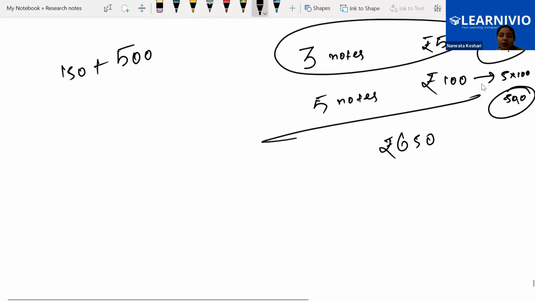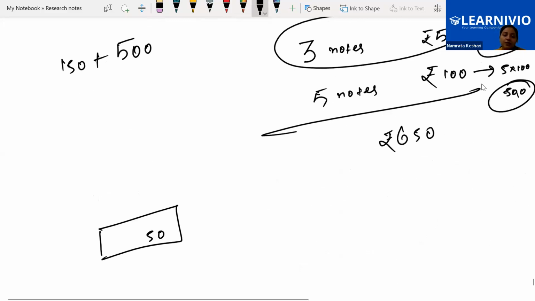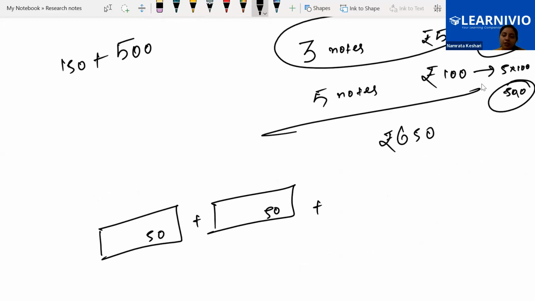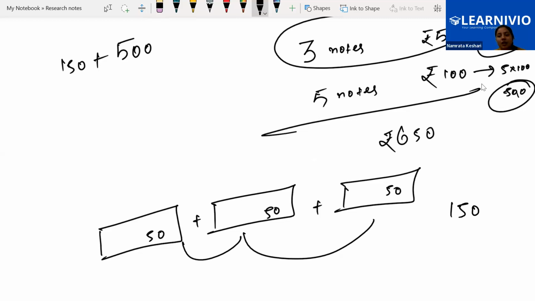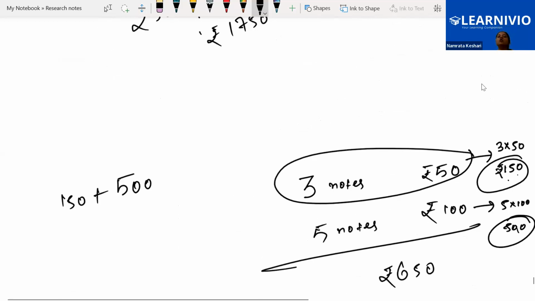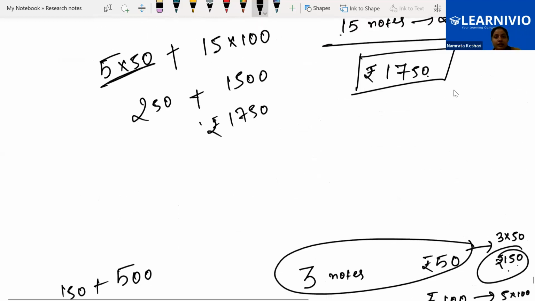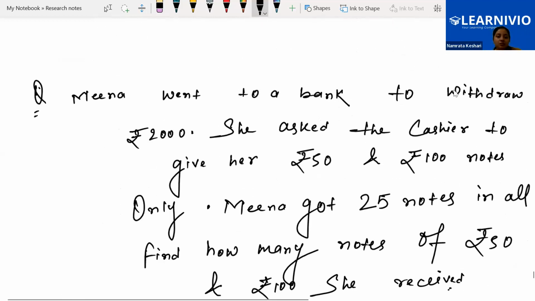Rather than counting it like this, 3 notes of rupees 50 plus 50 plus 50, so 3 notes make 100 plus 50, that means 150. Rather than counting like this, we can count by doing the multiplication. 3 notes each having denomination 50, that means 3 into 50 is the total amount. 5 notes of 100 rupees, that means 5 into 100, total amount from there is 500. Now the overall total amount is 150 plus 500, that is 650. Clear? Yes, ma'am. We have to use this concept while solving this question.